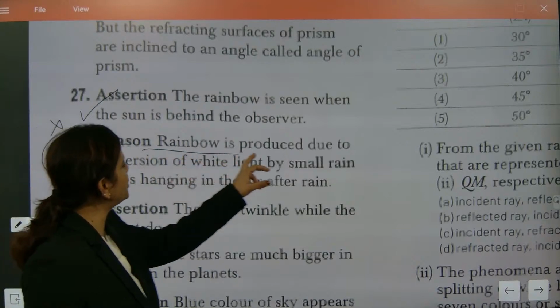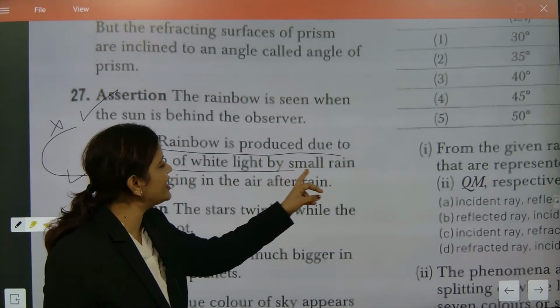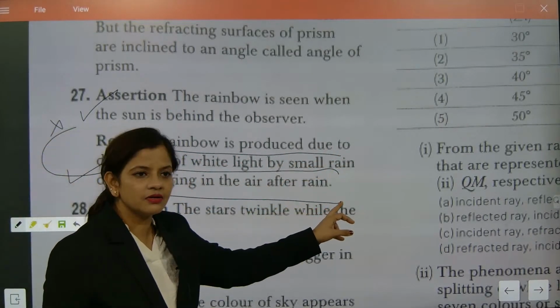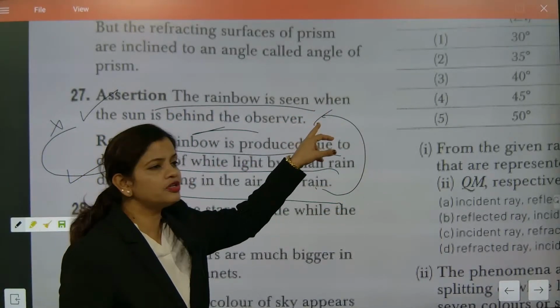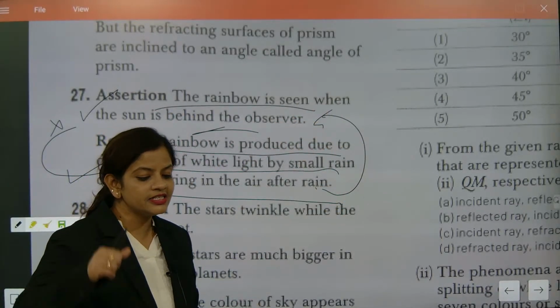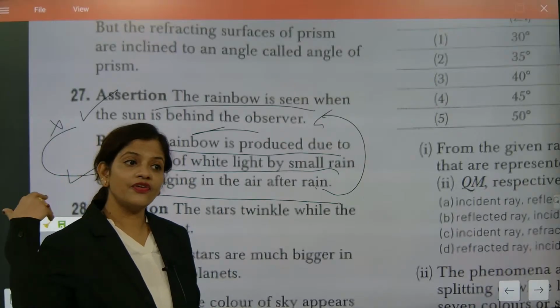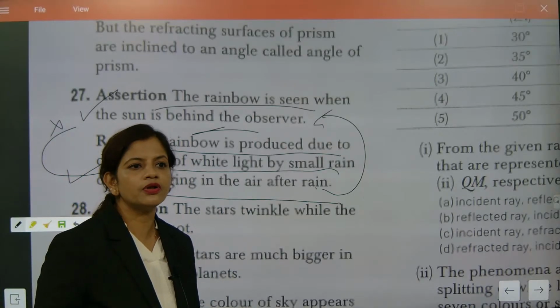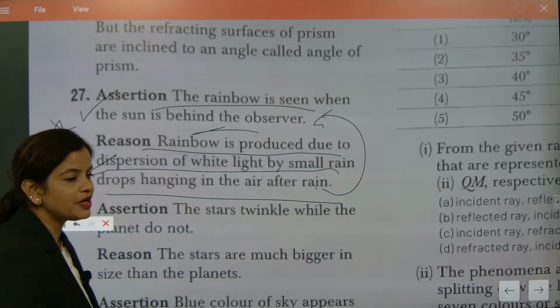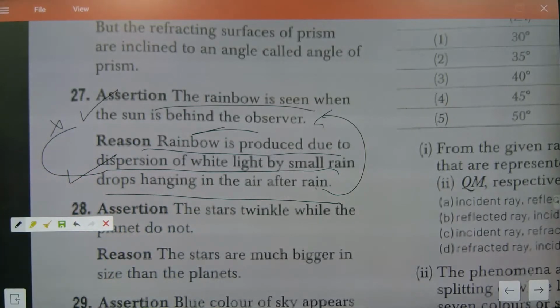Here, the rainbow is produced due to dispersion of white light by small droplets. This is a statement, and this is also a statement, but this one should back-support the first. They are telling that the sun is at the back because only when we are at the back can we receive it. Otherwise, we will not be able to receive it. If the reason had said that, then it could have been A.